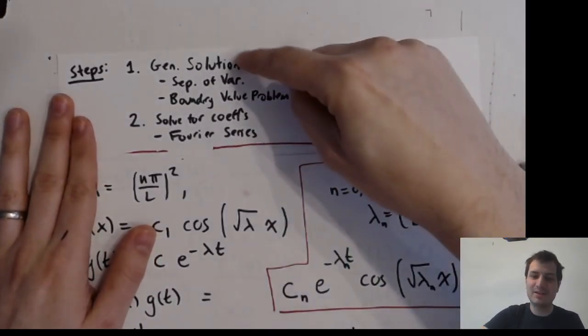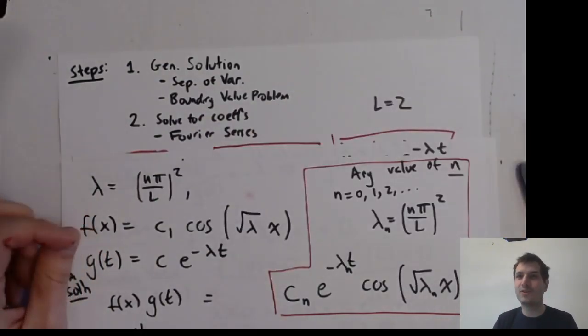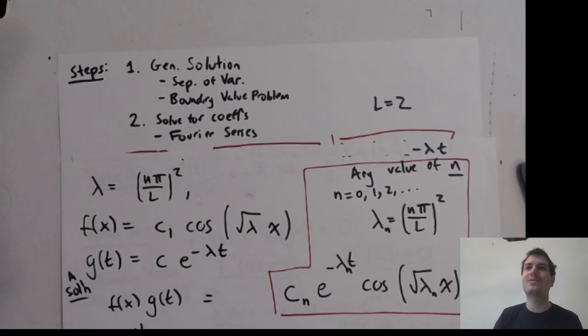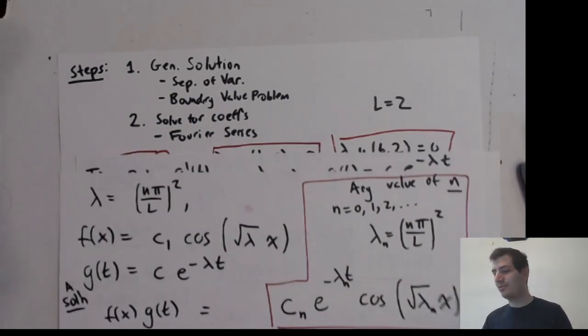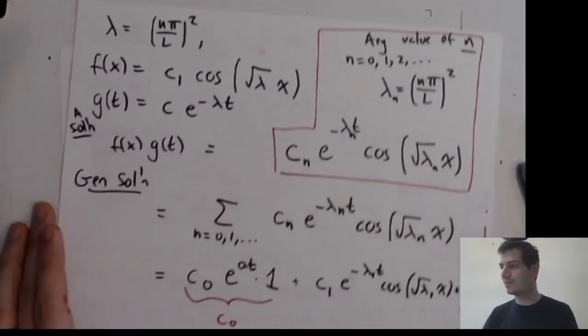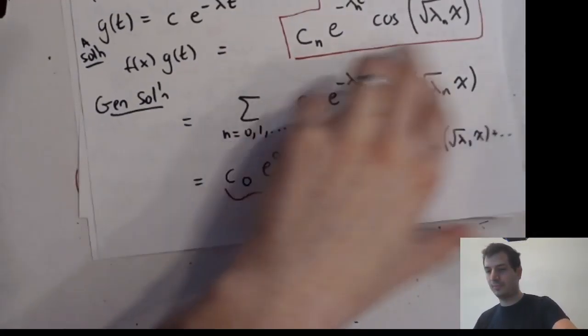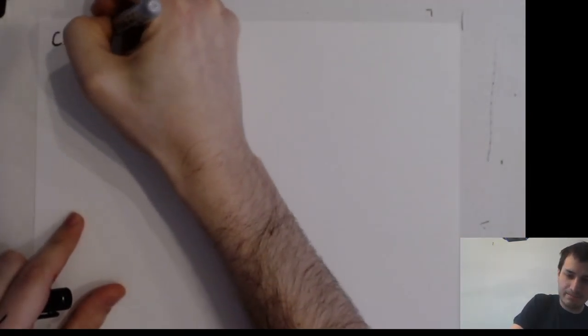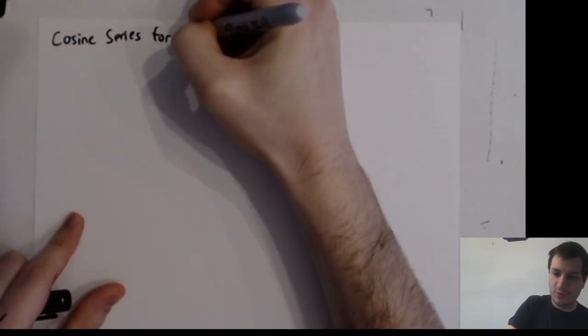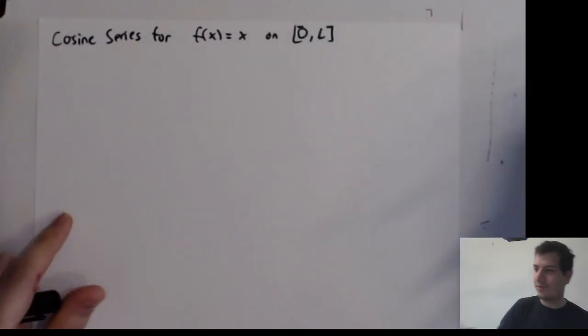In this general two-step process, we did the general solution with separation of variables, the boundary value problem. Now you should solve for the coefficients with Fourier series. I'm going to do the quick version of that, and you should feel free to do it slower on your own time, because we did this problem already a few classes ago. We did the cosine series for the function f of x equals x on 0 to L. That was one of our examples.